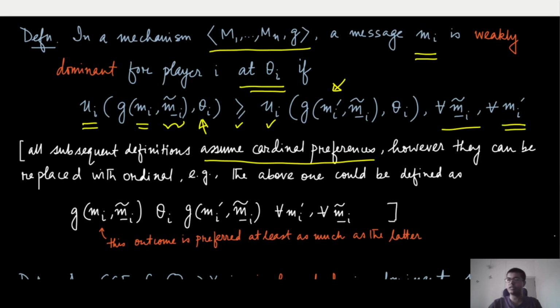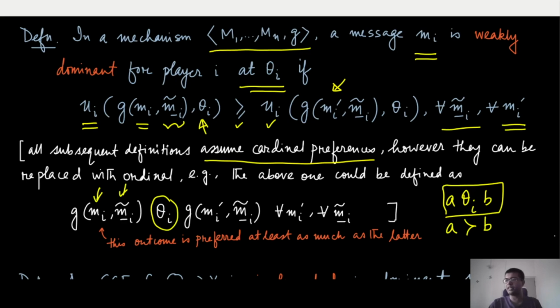inequality could have been written in the context of ordinal preferences in the following way. So theta i in that case is a preference order. So we can say that A theta i B, that means that you prefer A over B. So this is more preferred than B.